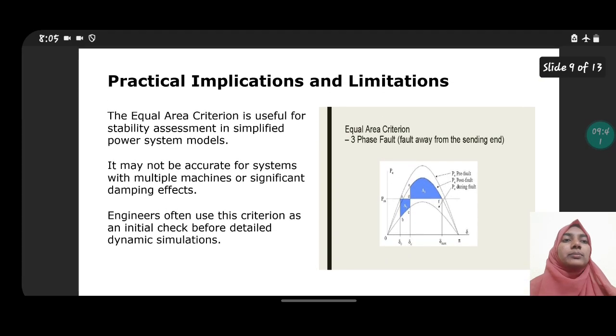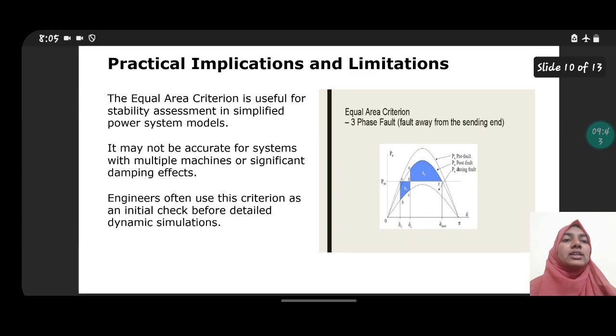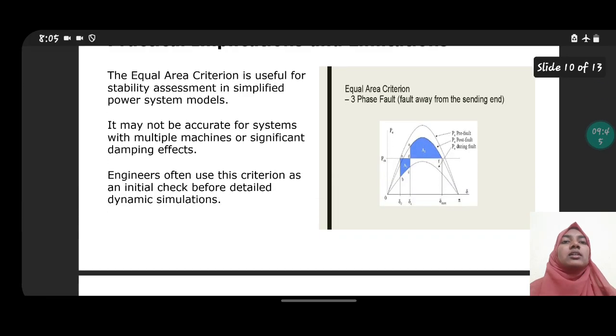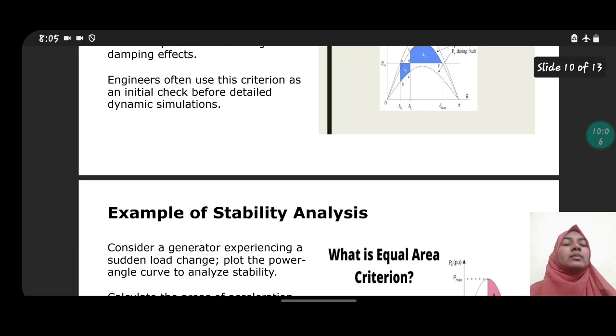Practical implications and limitations. The equal area criterion is useful for stability assessments in simplified power system models. It may not be accurate for systems with multiple machines or significant damping effects. Engineers often use this criterion as an initial check before detailed dynamic simulations.